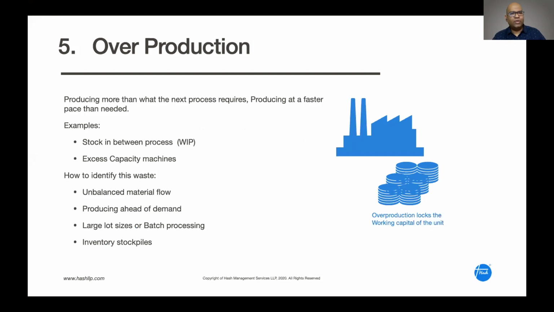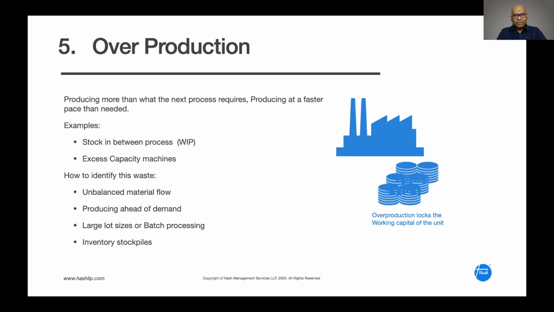So now we are looking at the fifth waste. The fifth one is called overproduction. Overproduction means producing more than the required, producing more than the requirement. There are two levels for this. The first level is producing more than the external customer's demand.